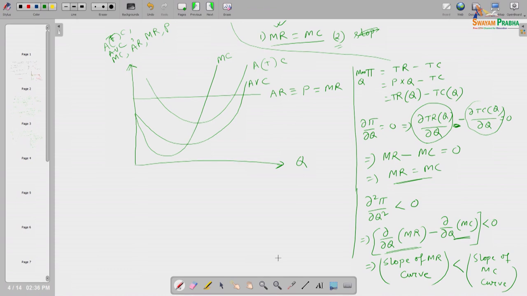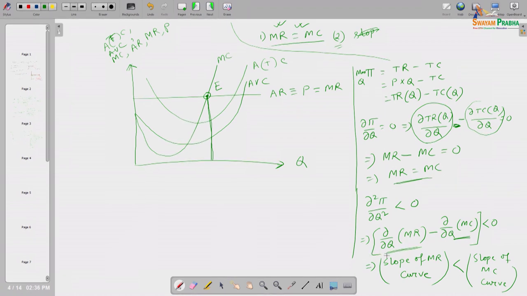Look at this diagram: what is MR and MC? This is the MC, this is the MR. Where does MR equal MC? This is the point where MR and MC are the same, because at that point the MR value is this vertical distance, and the MC value is that same vertical distance, because that is the MC curve. So, this point E satisfies the first order condition for sure: MR equals MC.